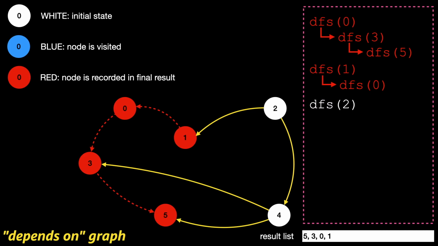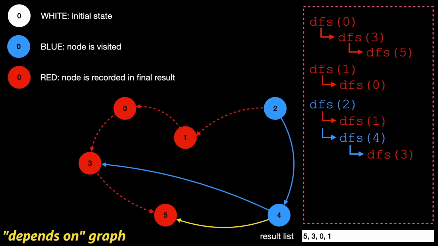We start DFS 2. We mark 2 as blue. We process its outgoing neighbor node 1. 1 is red. We ignore 1. Trace back to 2, and move on to the next outgoing neighbor 4. We mark 4 as blue and traverse the outgoing neighbor of 4, which is 3 here. Since 3 is red, we ignore 3. We trace back to node 4.